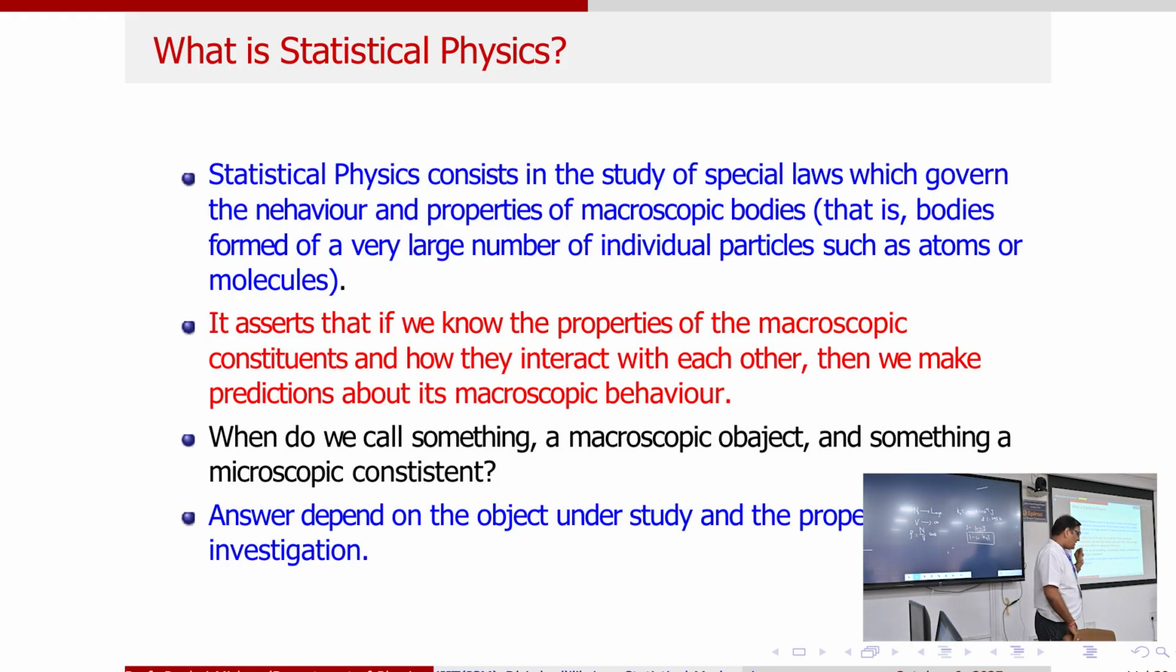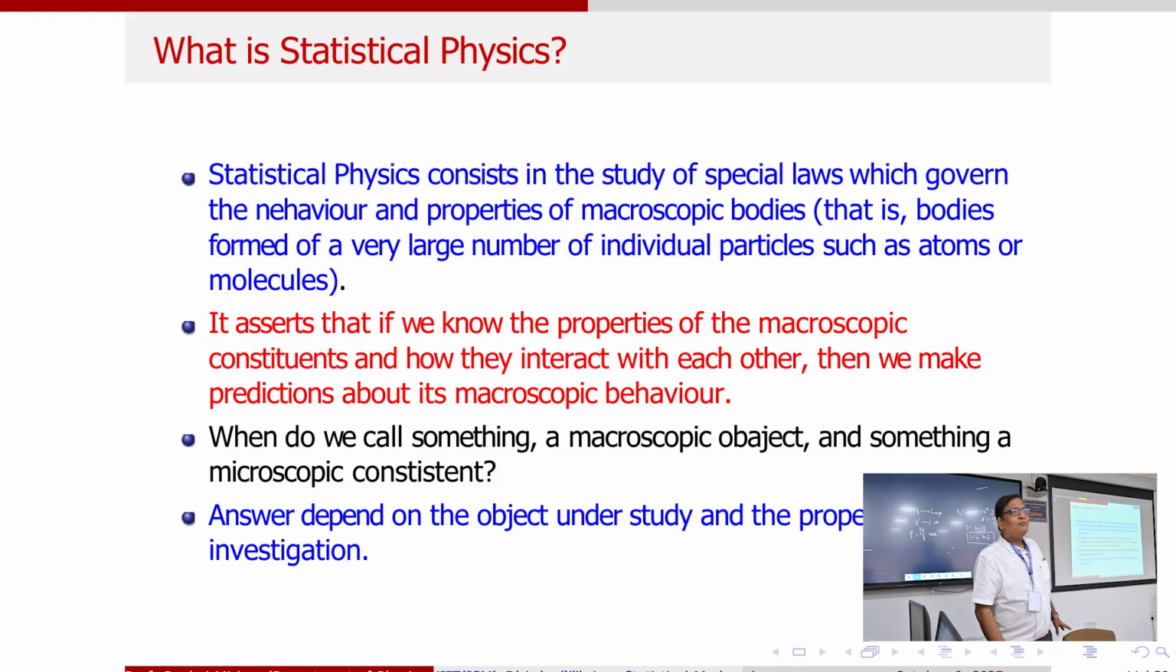Now the most important thing is that at this point I should tell you what a macroscopic object is and what a microscopic one is. The macroscopic is something which is made up of a large number of particles, and every constituent particle is called a microscopic constituent. Now when something is called macroscopic and something is called microscopic, it depends on the object under study and the properties with which we are concerned. Suppose you talk about a human body.